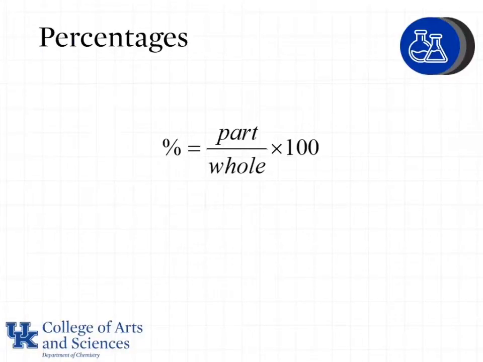The basic definition of a percentage is shown here. Percent equals part over whole times 100. We have to look at the context of the problem or the information that we're being given to determine what's the part and what is the whole.